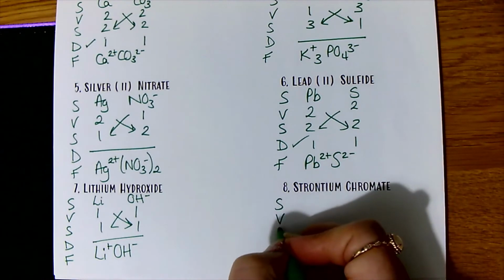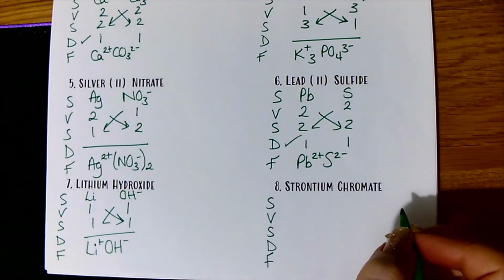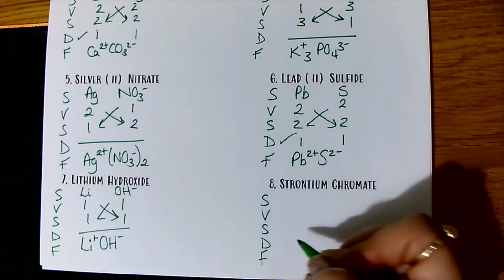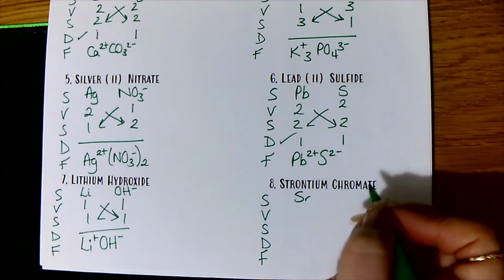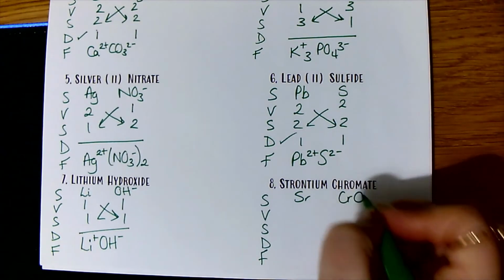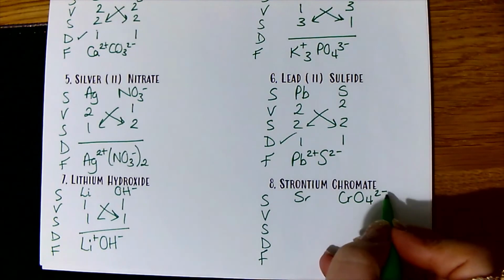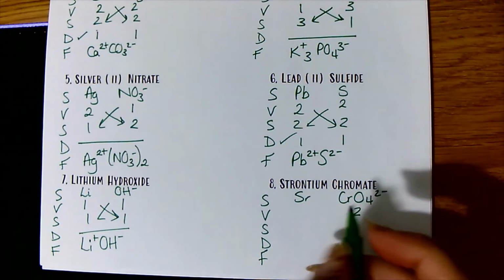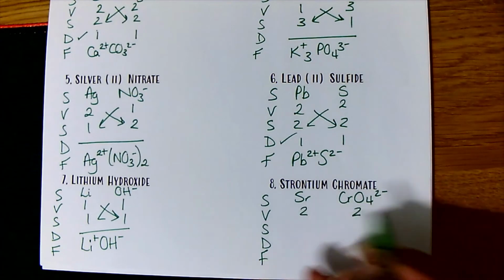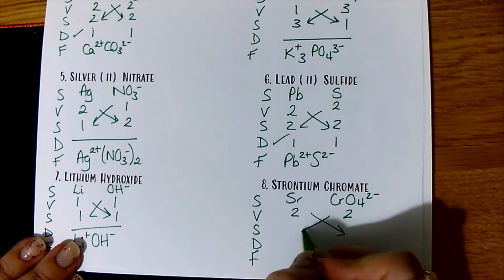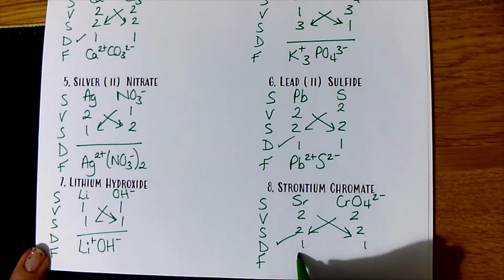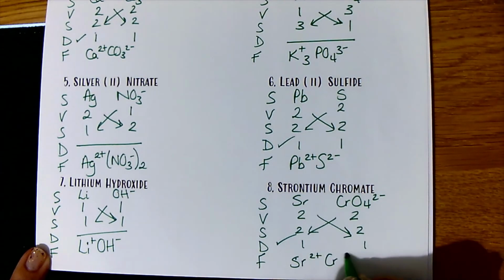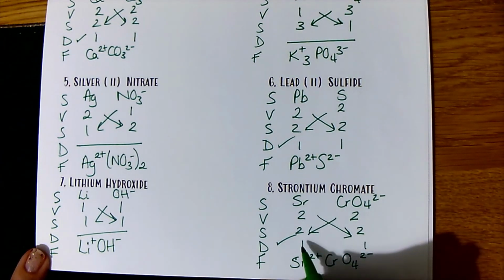And moving on to our very last example of this video, we have strontium chromate. Strontium symbol is Sr. Chromate is a group ion, it is in your data booklet, it is CrO4 2 minus. Our 2 negative is our valency 2. Strontium is in group 2, so it has a valency of 2. We can cross those over. We can divide them down to 1 and 1. So our formula is Sr 2 plus CrO4 2 minus, because we only have one of each.